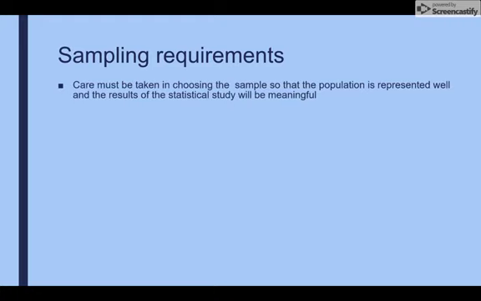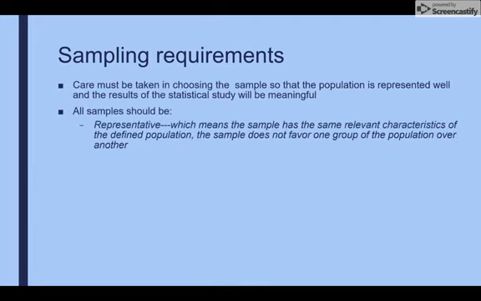You must be very careful when you're choosing a sample because you want to make sure that your population is well represented so that the results of your study will be meaningful and useful. When thinking about a sample, all samples should be representative, which means your sample, your small group, must have the same relevant characteristics as the defined population or the big picture focus. And the sample doesn't favor one group of the population over another.